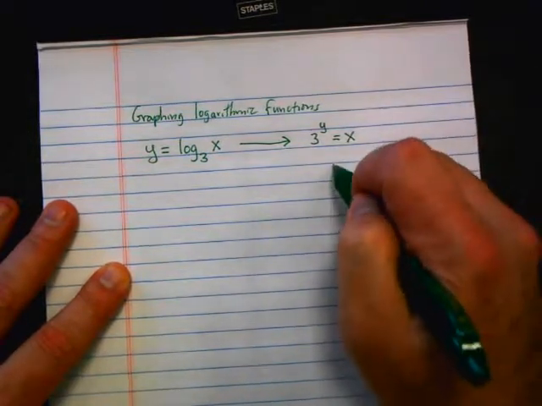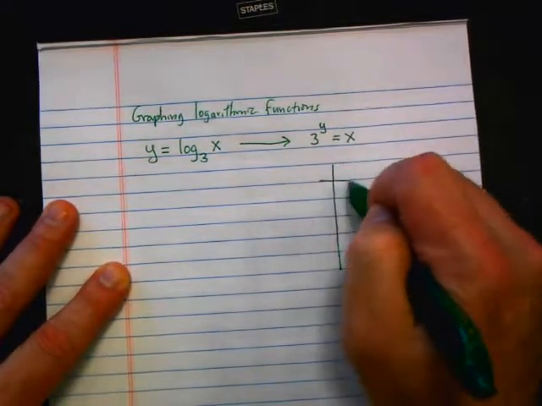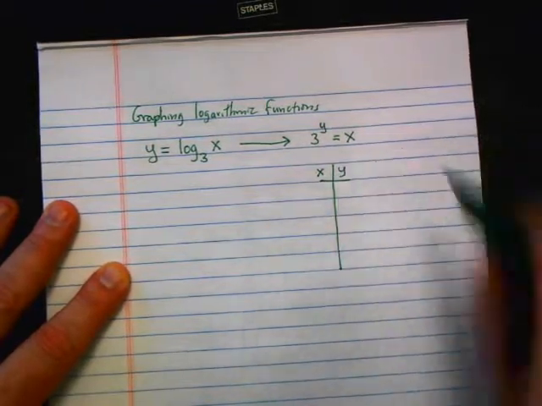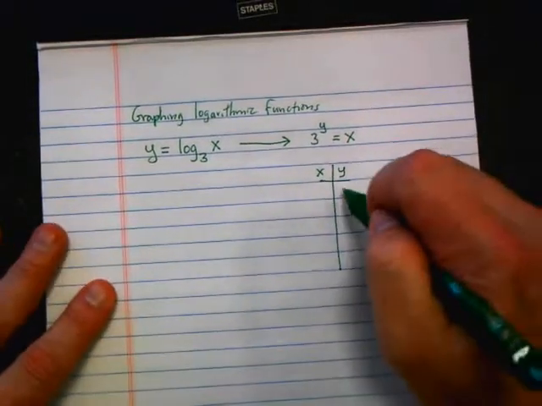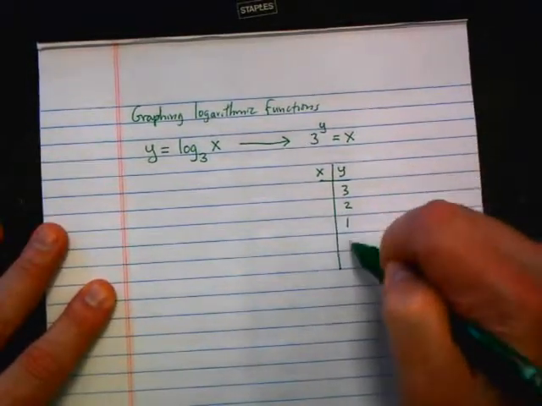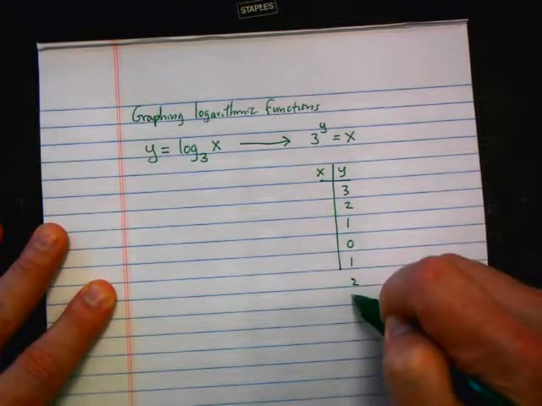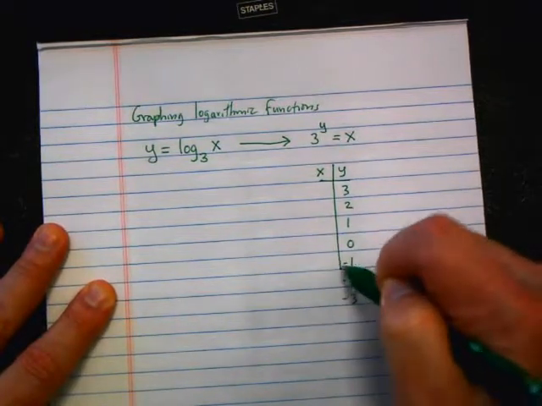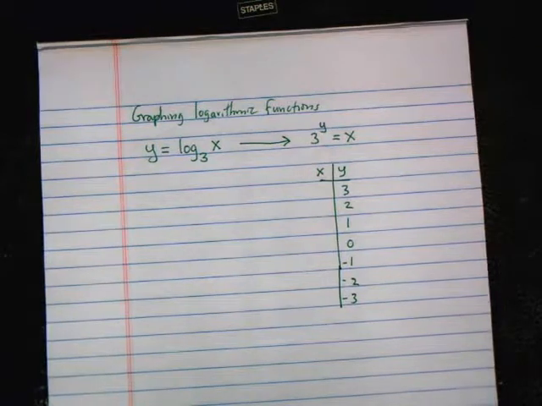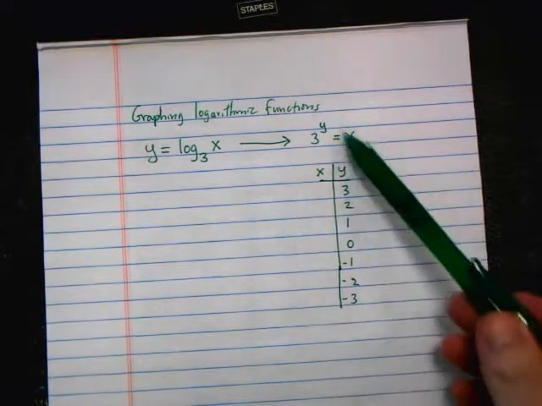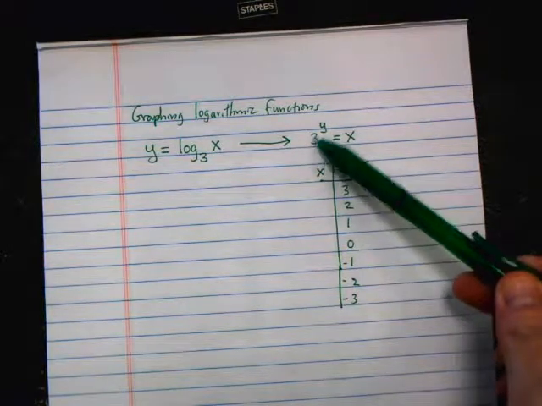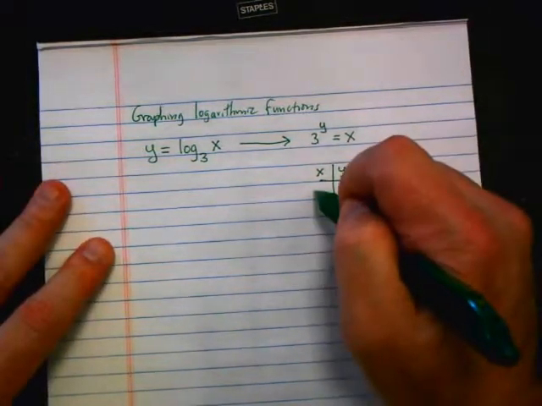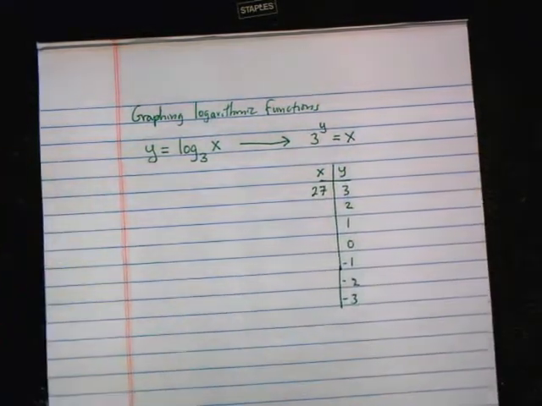Then I'm going to do kind of a weird thing. I'm going to build a table like we normally do, except I'm going to pick y numbers. I'm going to pick my favorite y numbers in the whole wide world. I'm going to pick 3, 2, 1, 0, negative 1, negative 2, negative 3. And I'm going to plug them into the exponential form because it's easier. If I plug y in, I would have 3 cubed. What's 3 cubed? 27. So x would be 27.